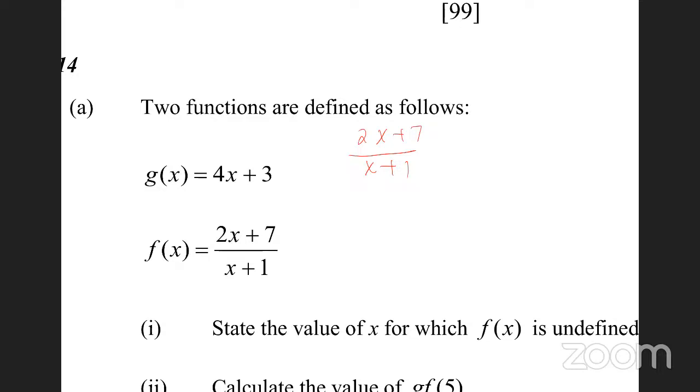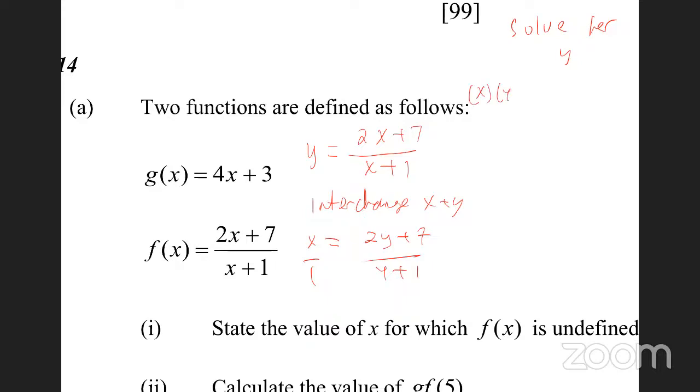Right, let y equal to that, and then interchange x and y. X is equal to 2y plus 7 over y plus 1. Last part, solve for y. So how do we solve for y? Two fractions with an equal sign, so we're going to cross multiply.